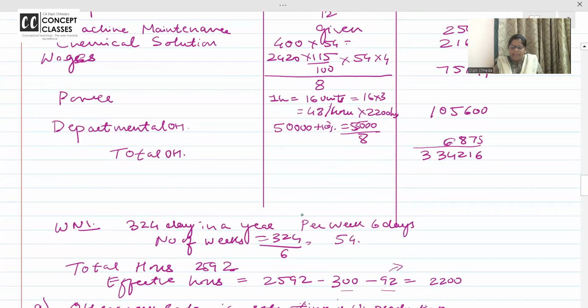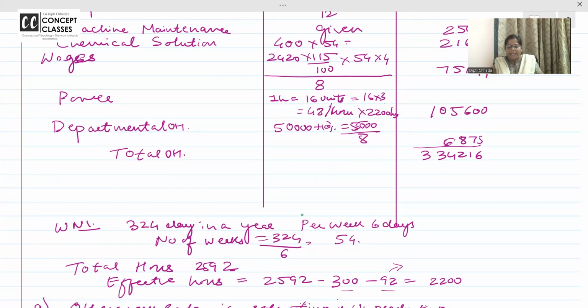1 hour requires 16 units, and each unit is paid at 3 per unit. So 16 into 3, 48 rupees you are paying for 1 hour. So for 2200 hours, how much?